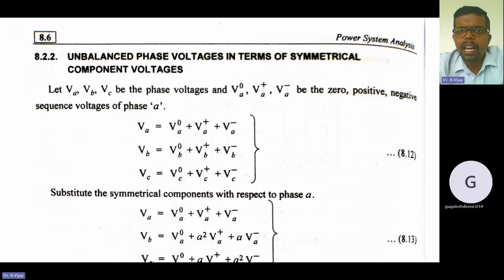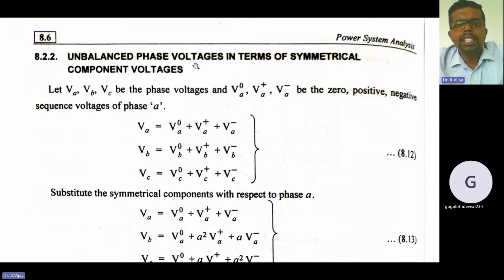In exams, they may ask you to derive for symmetrical component current as well as symmetrical component voltage. Sometimes they ask separately, only for voltage. They may ask it as a 5-mark question like that. You can write anything, because it is the same equation.